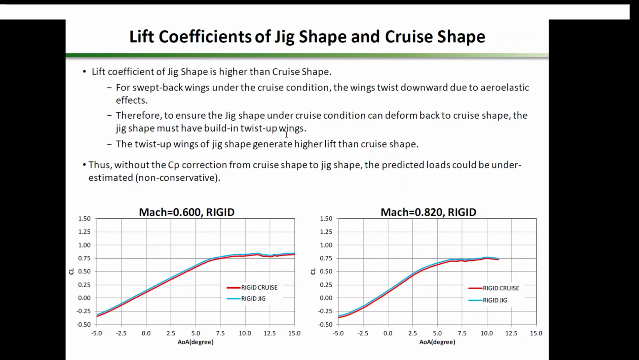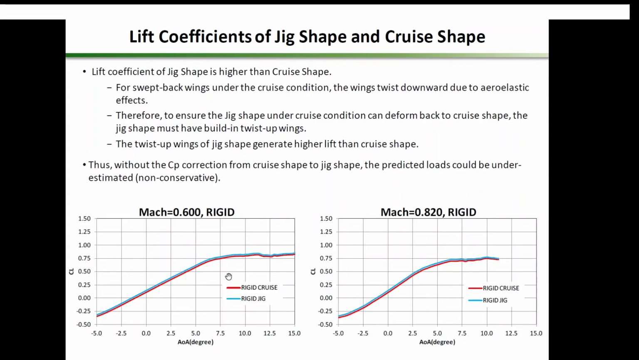So for the swept-back wing, the lift coefficient of the jig shape is higher than the cruise shape, because for the swept-back wing under cruise condition, the wing twists downward due to the aeroelastic effect. In other words, it has a washout effect. The wing tip twists downward. Therefore, to ensure the jig shape under cruise condition can deform back to the cruise shape, the jig shape must have a built-in twist-up wing. So this twist-up wing of the jig shape generates a higher lift than the cruise shape.